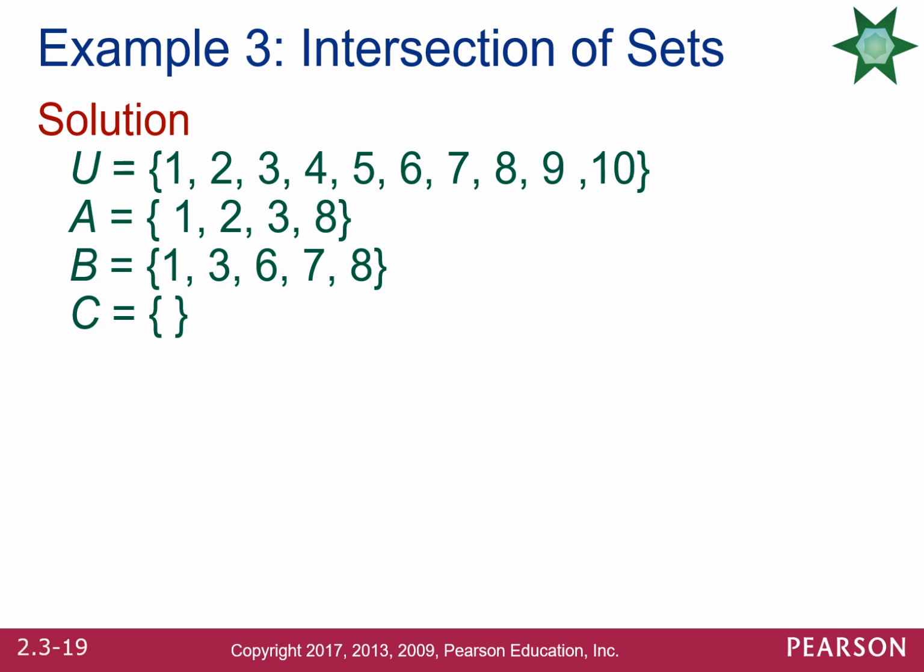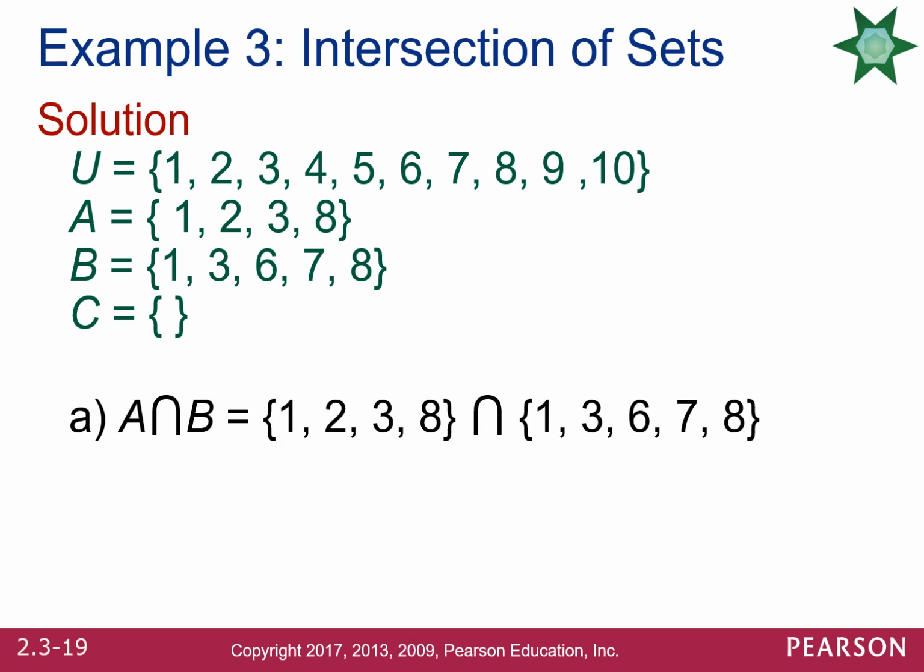Now let's go over the solutions and see whether they match with the answers that we came up with. So the first one was to find A intersection B. They've listed the elements in set A, 1, 2, 3, 8, and then after the intersection symbol, they've listed the elements from set B, 1, 3, 6, 7, 8.